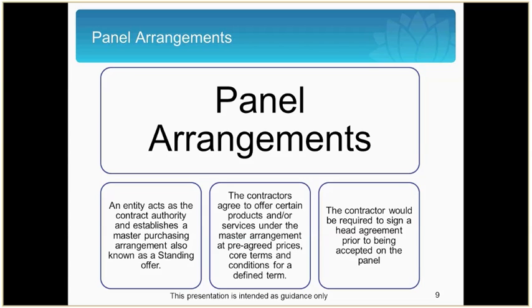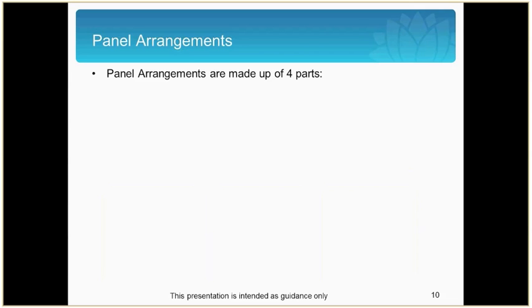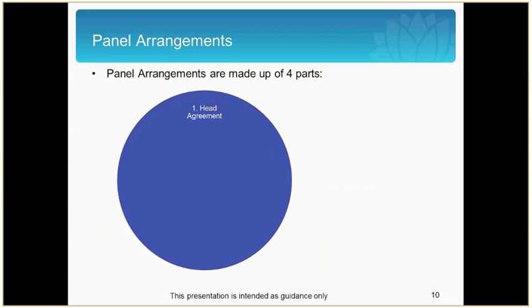So we'll now be looking at the four components of panel arrangements under Procure IT. The first is the head agreement, which describes the relationship between the contract authority and the contractor for the administration of the panel arrangement, including the products and services that can be acquired under the panel agreement, how those products and services can be updated during the term of the agreement, which entities are entitled to acquire products and services, and which approved agents can be used by the contractor to supply products and services.